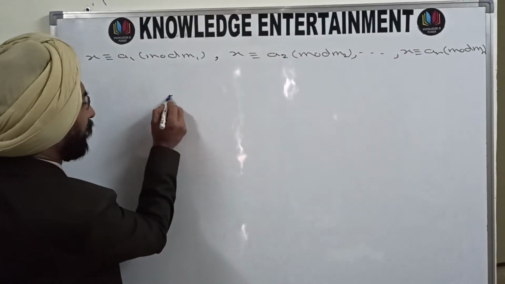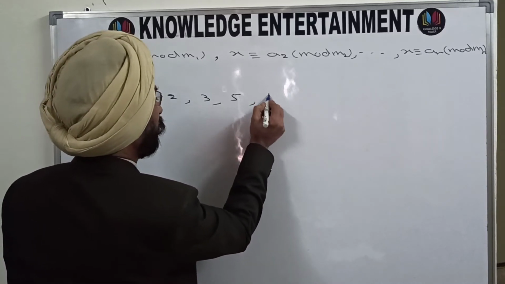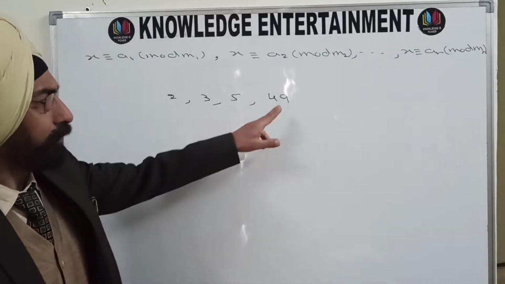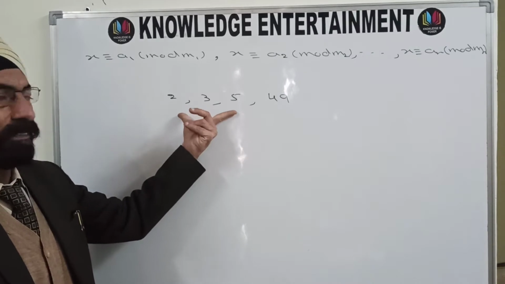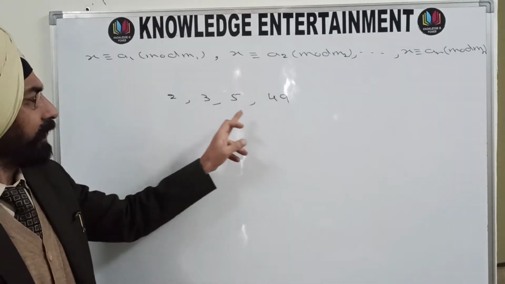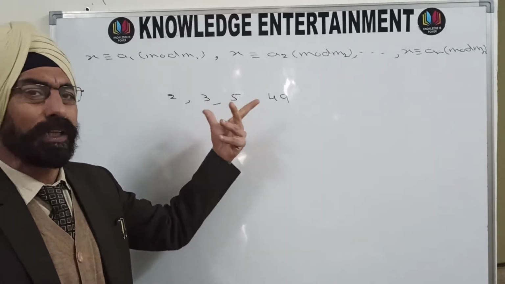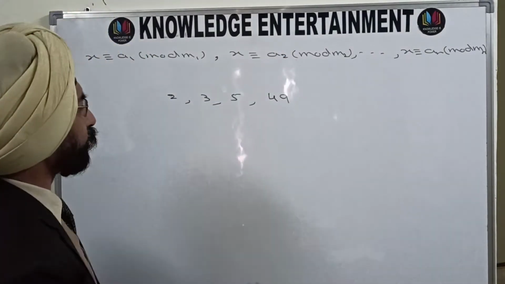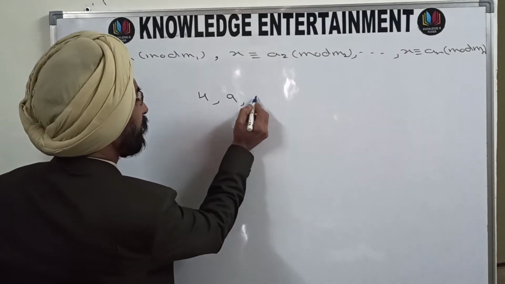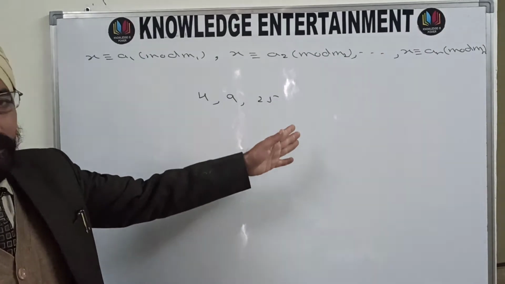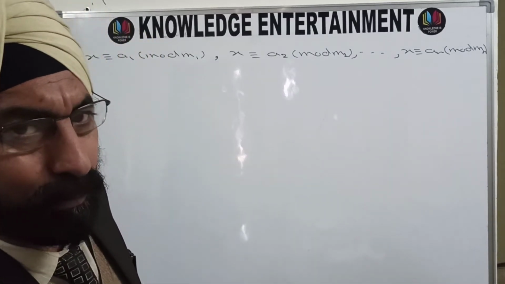For example, you can have 2, 3, 5 and 49. 49 itself is not a prime, but they are relatively prime in pairs. GCD of 2 and 3 is 1, GCD of 2 and 5 is 1, GCD of 2 and 49 is 1, GCD of 3 and 5 is 1, GCD of 3 and 49 is 1, GCD of 5 and 49 is 1, so they are relatively prime in pairs. So m1, m2, mn are relatively prime in pairs. You can even take 4, 9, 25. None of these is a prime, but they are relatively prime in pairs.